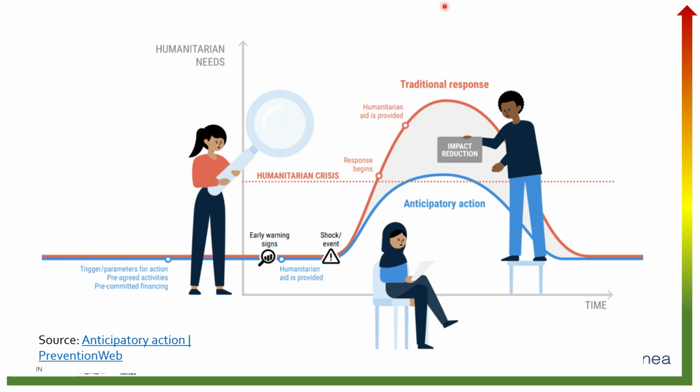We can also see based on this graph that the humanitarian aid provided after the event in the traditional response was overall less effective than if the humanitarian aid was provided before the shock event.